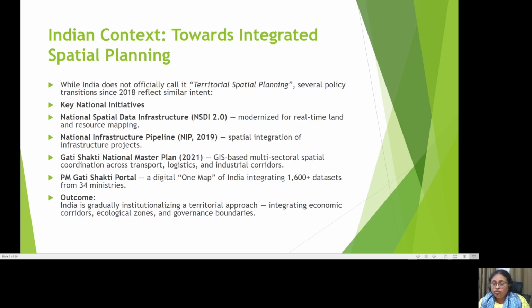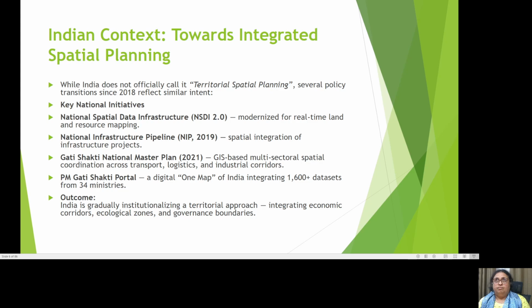So it's a huge thing. The showrunner is the TSP, which originated in China, and eventually through different external funding agencies it is adopted in different regions, as in India. So India is gradually institutionalizing a territorial approach integrating economic corridors, ecological zones and governance boundaries.